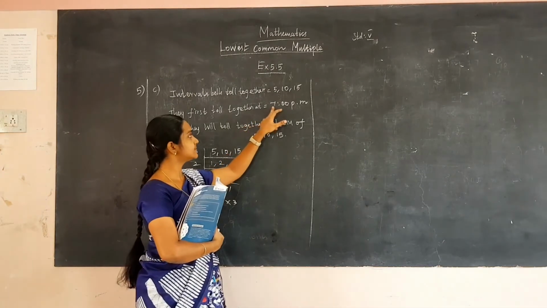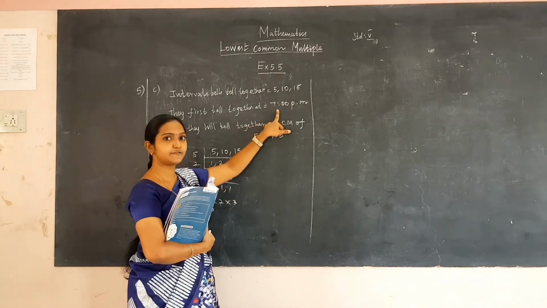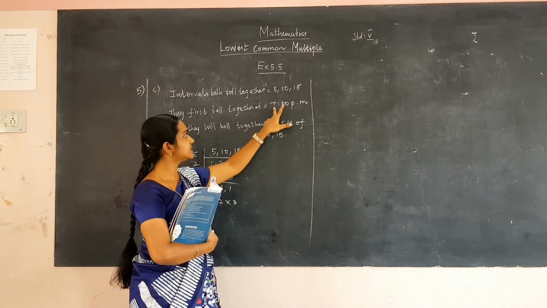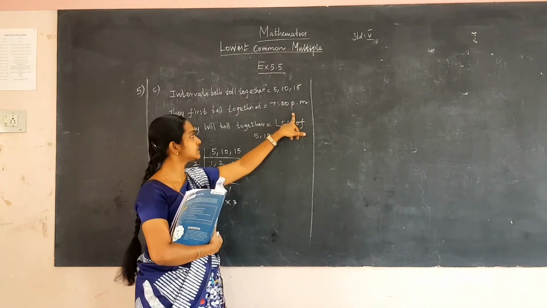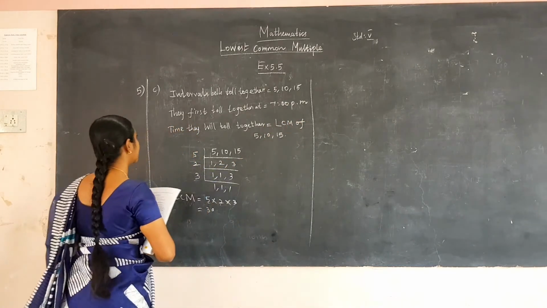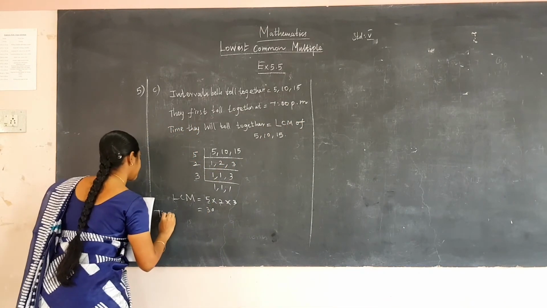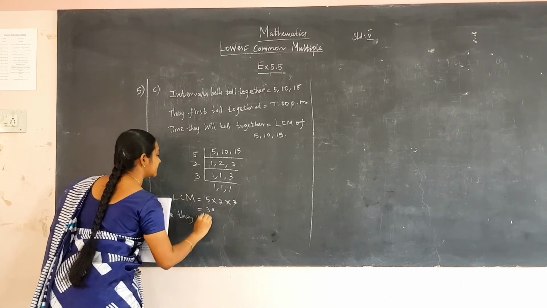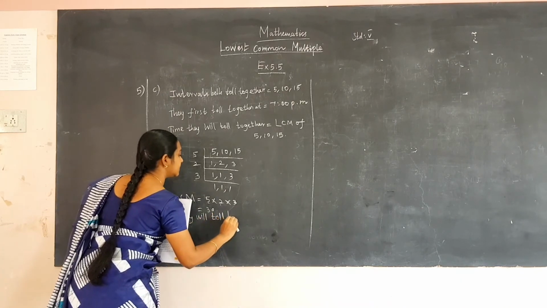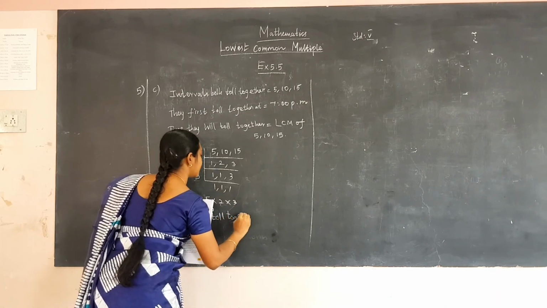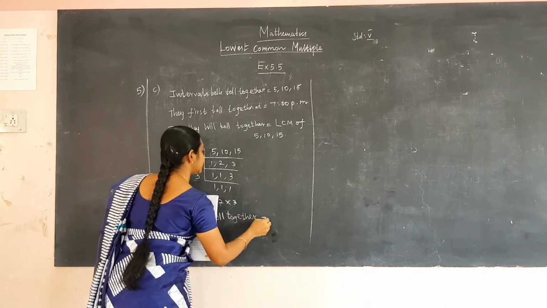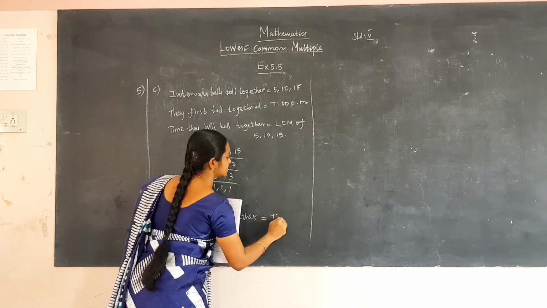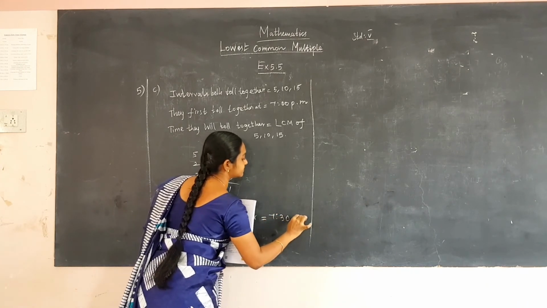After 30 minutes means we have to calculate from 7 pm. After 7 pm, 30 minutes means it is 7:30 pm. The time they will toll together is equal to 7:30 pm.